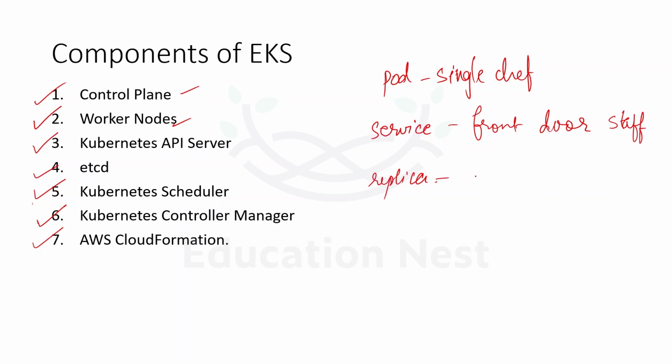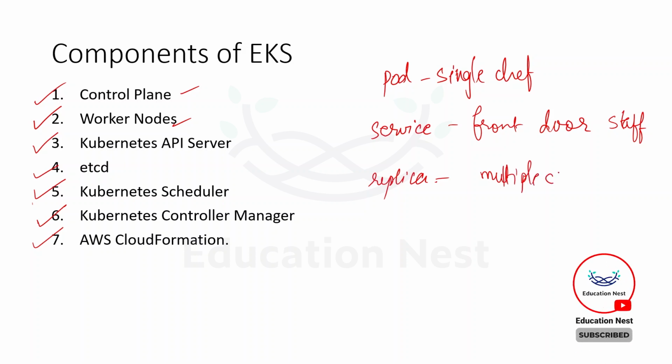Then we have the replica set. A replica set in Kubernetes would be like having multiple chefs preparing the same dish. The replica set is responsible for creating and managing multiple identical pods to ensure high availability and scalability. So this would be like multiple chefs.